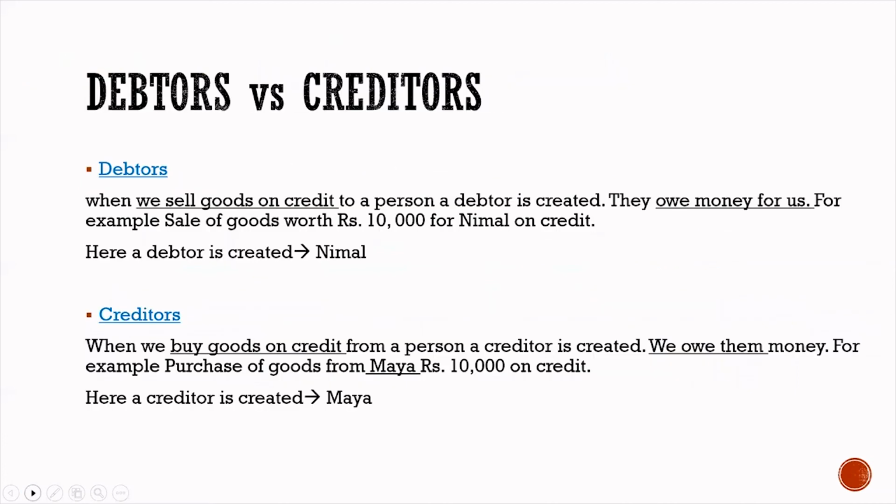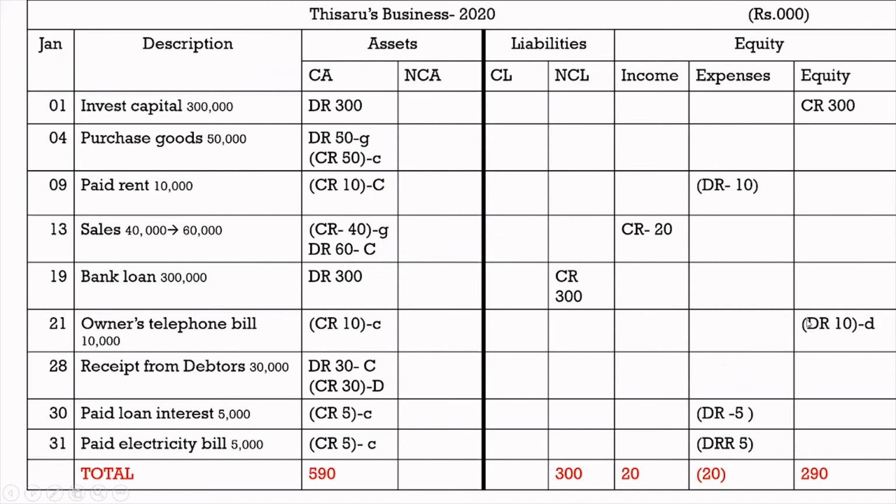You have to deduct that 10,000 from the equity, not from expenses, it is from the equity deducted as it is a drawing. So the 10,000 is deducted from here. So you can see both credit and debit entries are happening here as well.